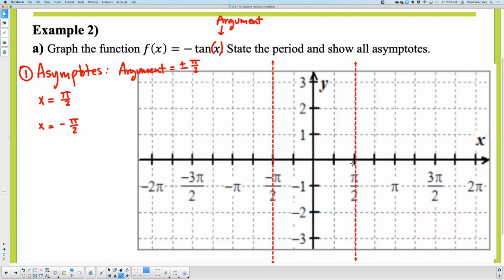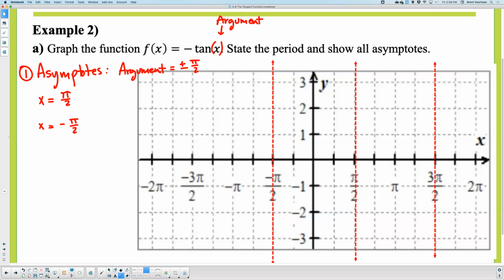Okay, how many lines apart are these 2 asymptotes? 1, 2, 3, 4. So now that we know the spacing, that's the period. Go ahead and add other asymptotes. Every 4 lines, add asymptotes. 1, 2, 3, 4. There's an asymptote.